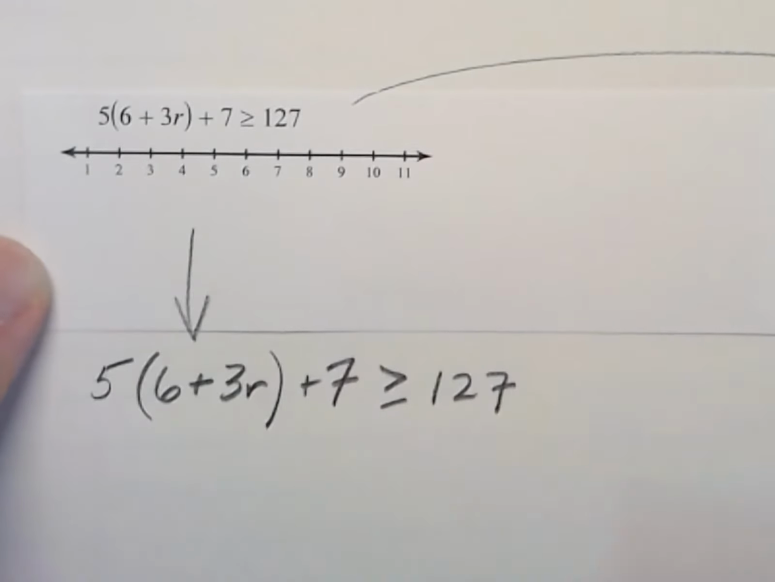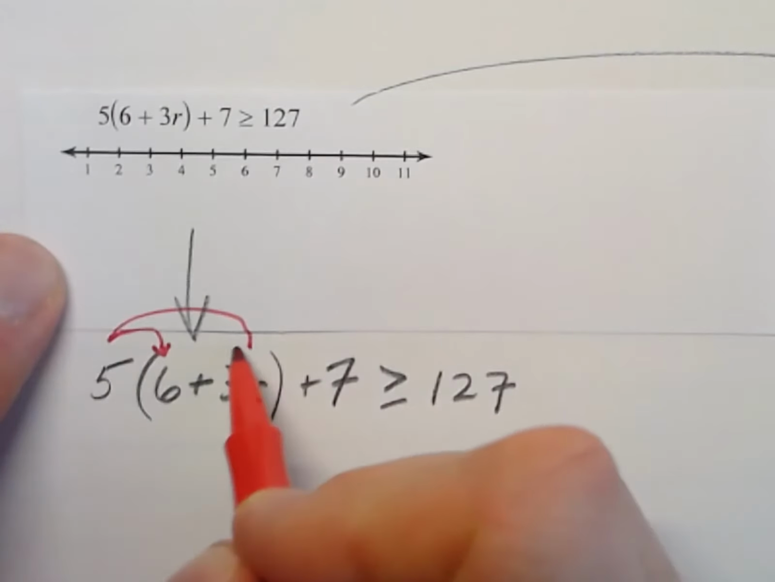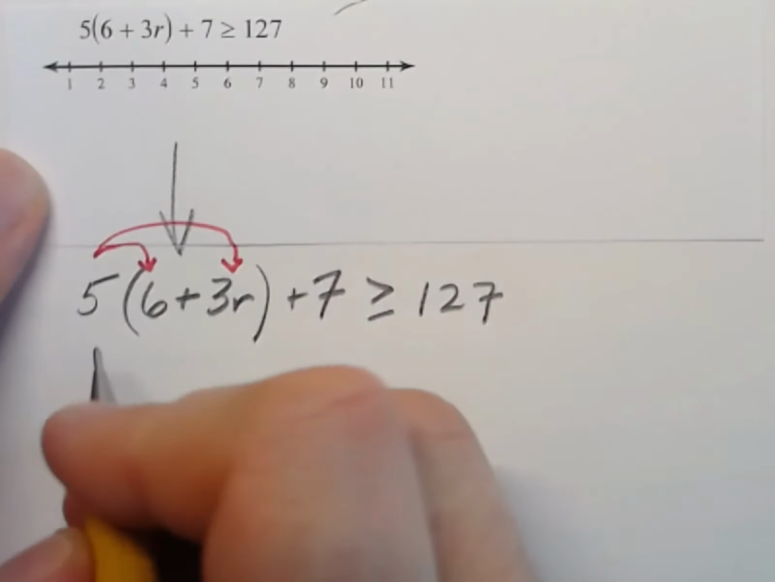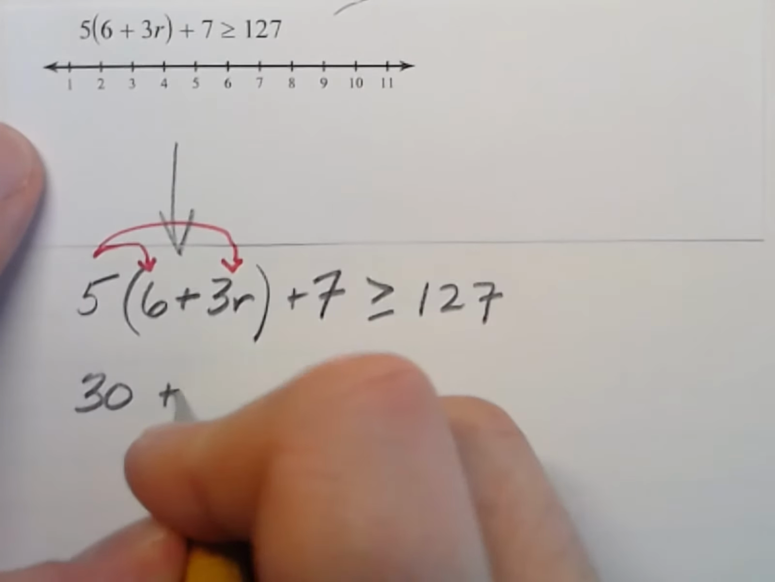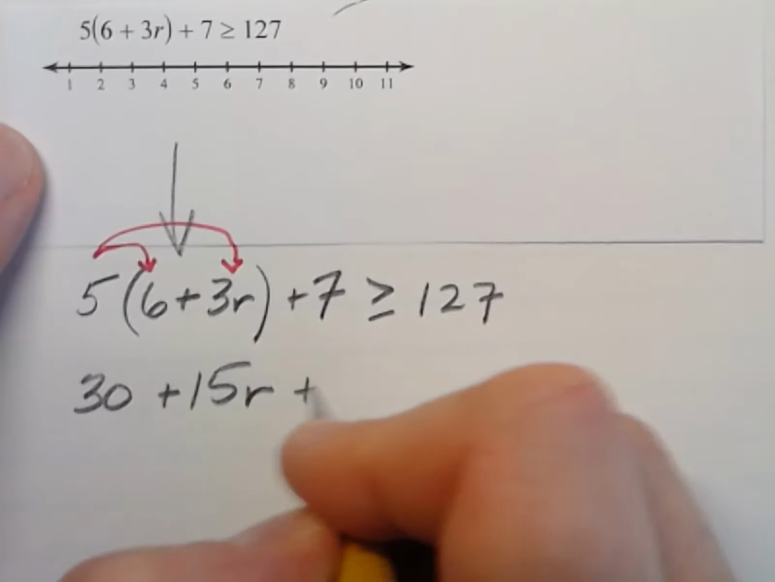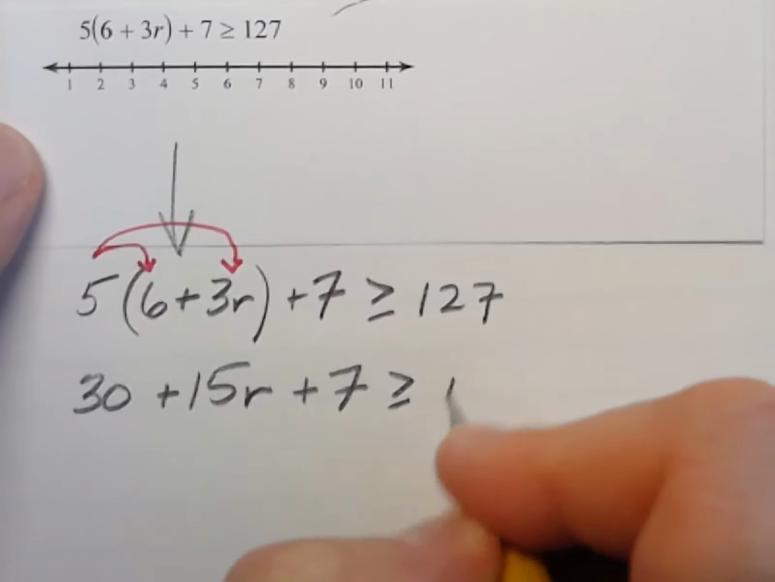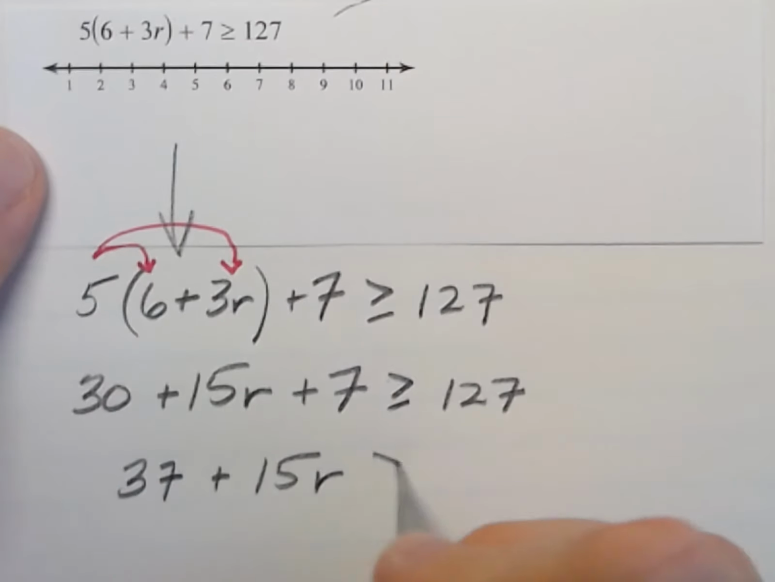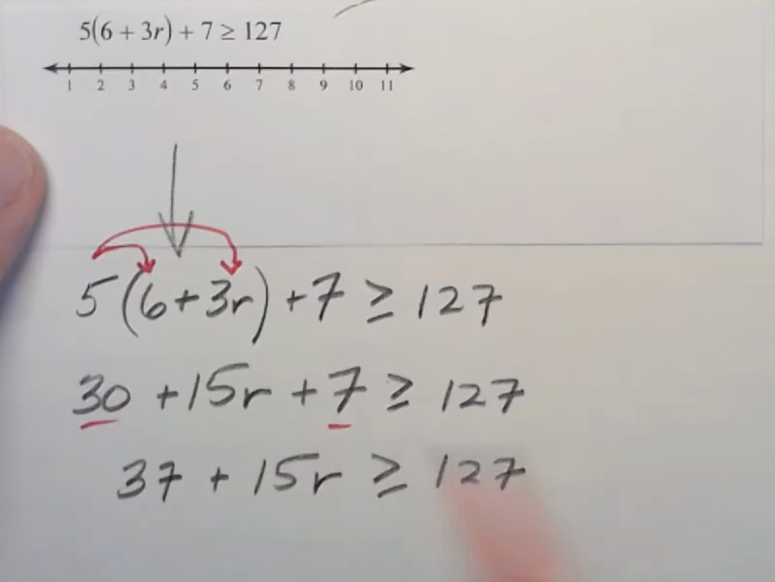Okay, and the first thing we're going to do here is distribute there and there, right? And so that gives us 30 and 15r and 7 and 127. Okay, so combining the 30 and the 7, I have 37 plus 15r greater than or equal to 127. I just combined 30 and 7 right there.